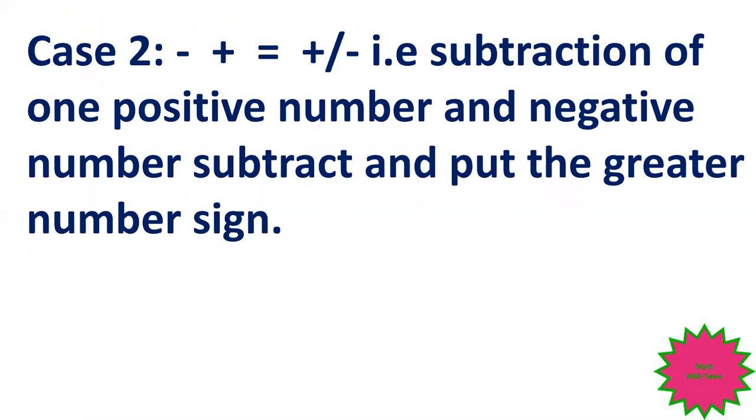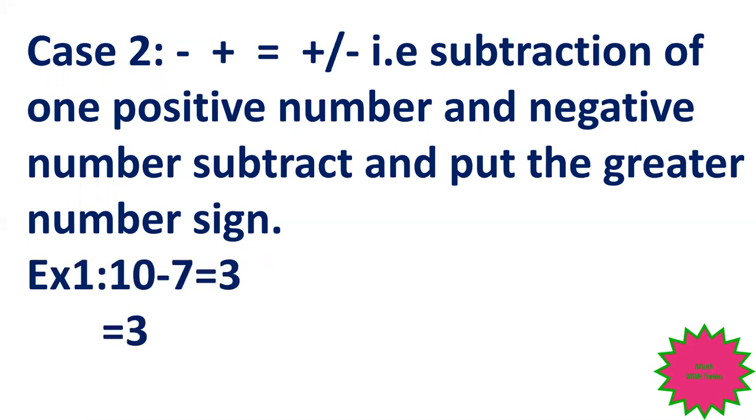Case 2. The subtraction of one negative and one positive number results in either a positive or negative answer. That is, in subtraction of one positive number and one negative number, we need to subtract them and put the greater number's sign. Let's check out an example. This is example 1. 10 minus 7. So here 10 is positive and 7 is negative. So we need to subtract 10 minus 7, which will give us 3, and put the greater number's sign. Here the greater number is 10, so it is positive. So our answer should be plus 3. So the overall answer is positive 3.